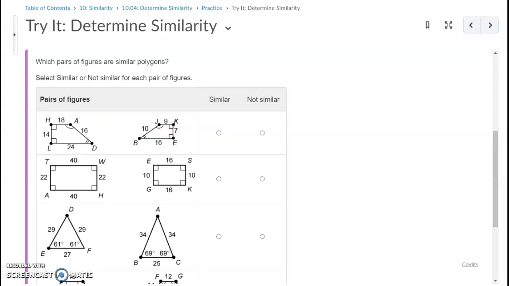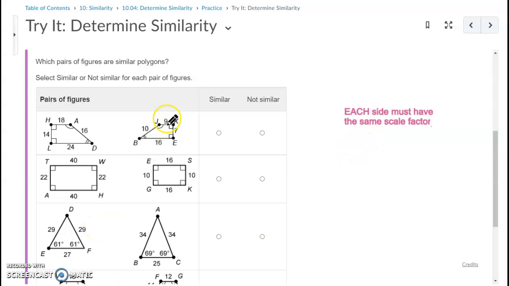Good. So for our third example, it asks which pairs of figures are similar polygons. Select similar or not similar for each pair of figures. And so what you have to do to test for this is see what that scale factor is and see if that is constant across all of the sides. It's important to keep in mind that each side must have the same scale factor, and you have to test it for all of them.